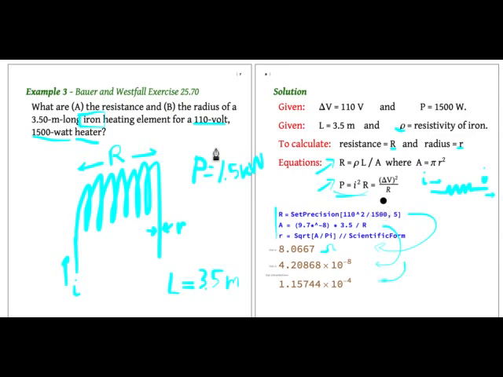So this is the kind of problem where you have to put together a number of different pieces of information and a number of different equations. And there'll probably be some similar problems on the assignment.